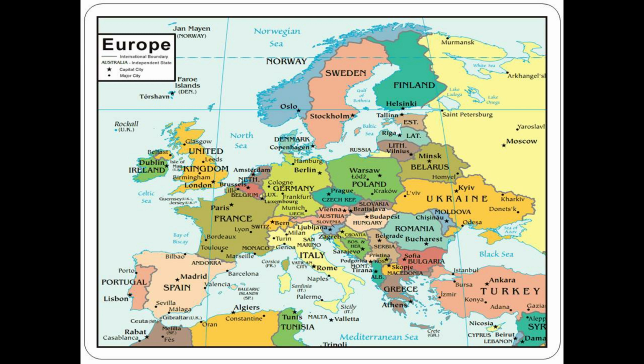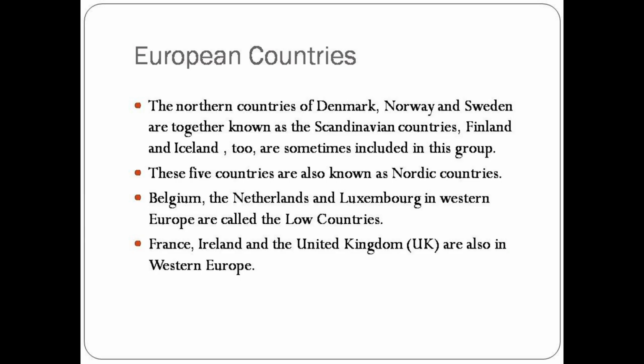So, my dear students, before understanding the European countries, you should firstly understand this political map of Europe. Though it is a small continent, Europe has a large number of countries. The northern countries of Denmark, Norway, and Sweden are together known as the Scandinavian countries. Finland and Iceland too are sometimes included in this group. These 5 countries are also known as Nordic countries.